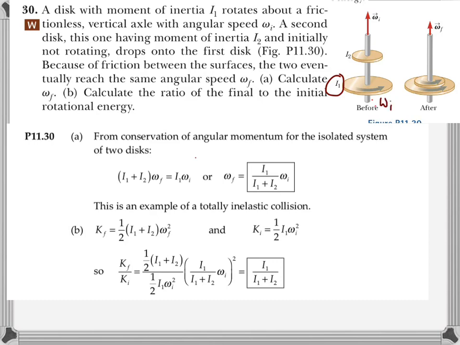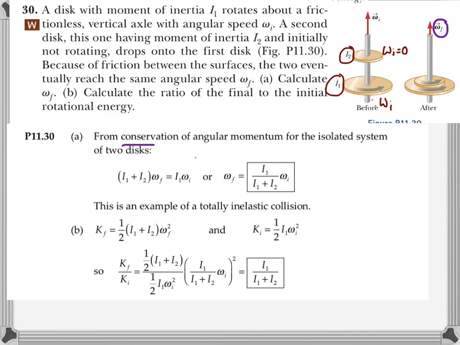A second disk, this one having moment of inertia I2, is not rotating. So for this, omega I is equal to 0. Initially it is not rotating. It drops onto the first disk. Because of the friction between the two surfaces, eventually they have the same angular speed, that is omega F. So it's kind of a collision problem, before collision and after collision.